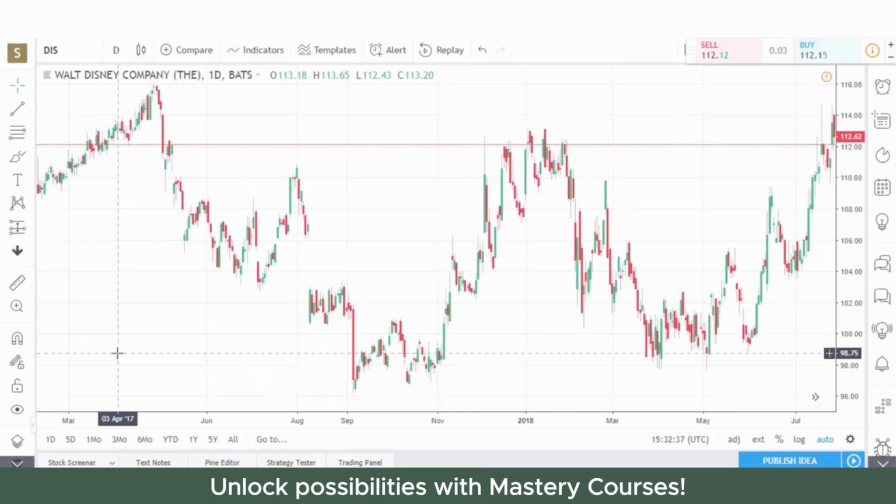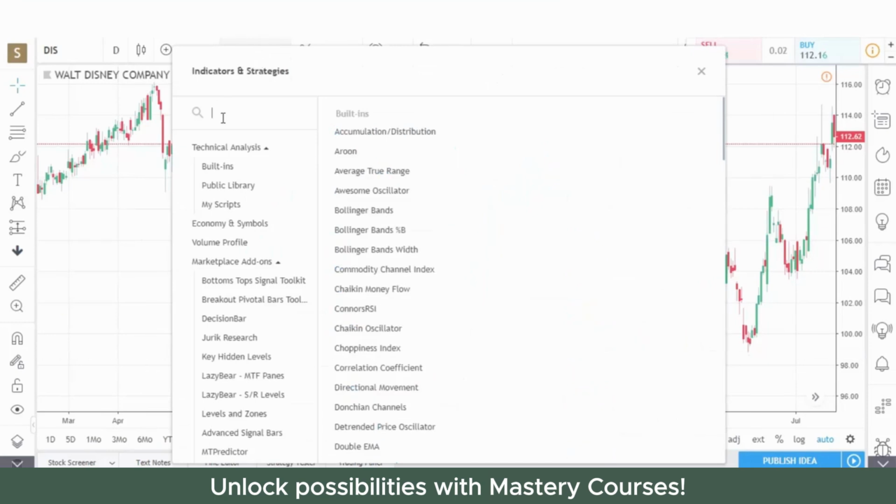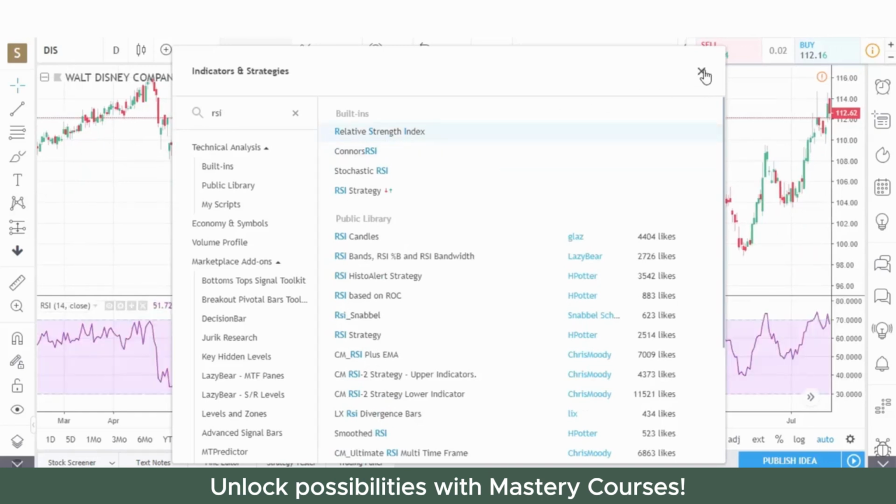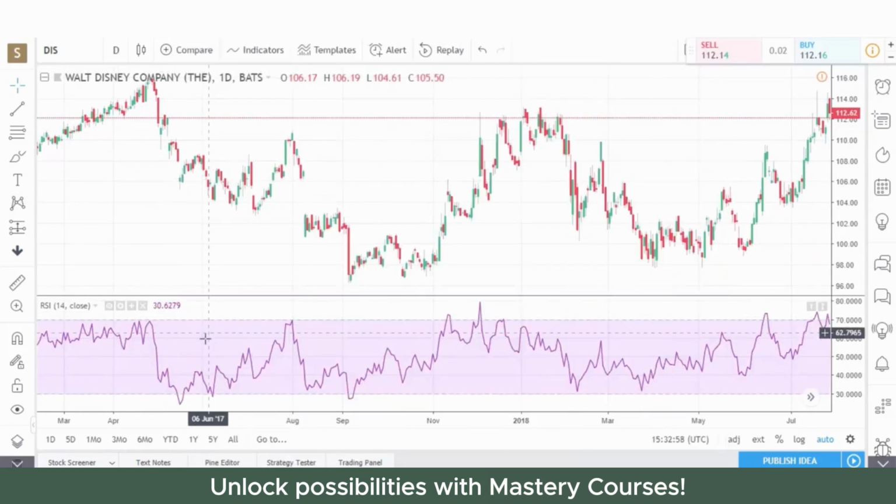Let's take a look at the stock of Walt Disney on a daily chart using the RSI. So go up to indicators, type in RSI. We see the relative strength index comes up. Close this spot. We see the relative strength index is located on the bottom of our screen. These are the levels we talked about: 70 to the upside and 30 to the downside.